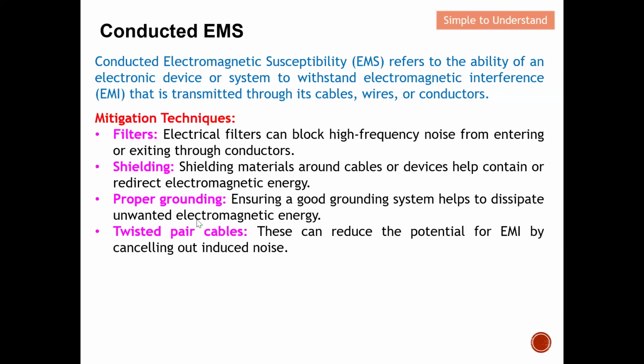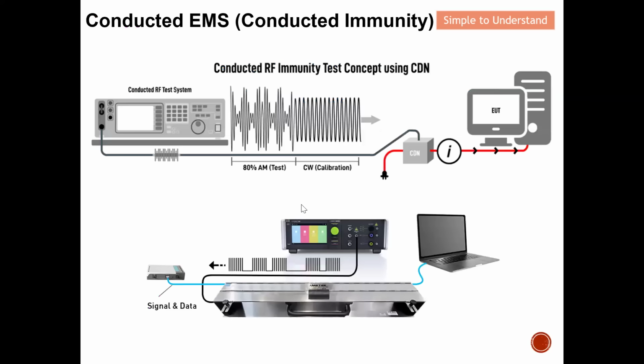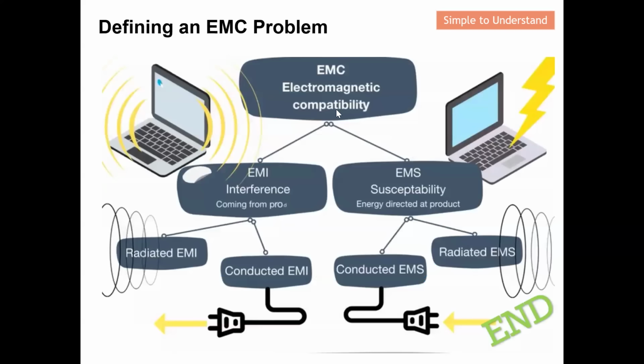Last but not least, the twisted pair cable can reduce the potential for EMI by cancelling out the induced noise. So you can see how we can do conductor immunity through the CDN or through the clamp. I will explain how we can do this conductor immunity through the CDN or through the clamp. So with this will be my last slide.